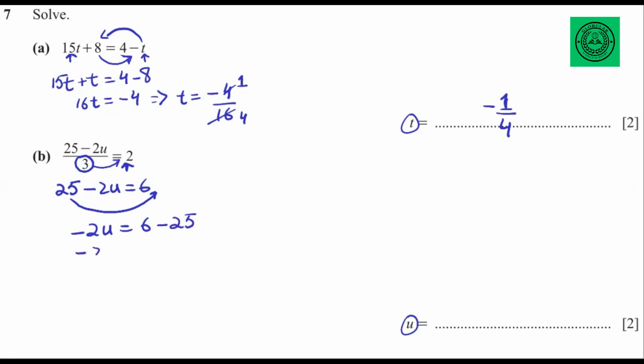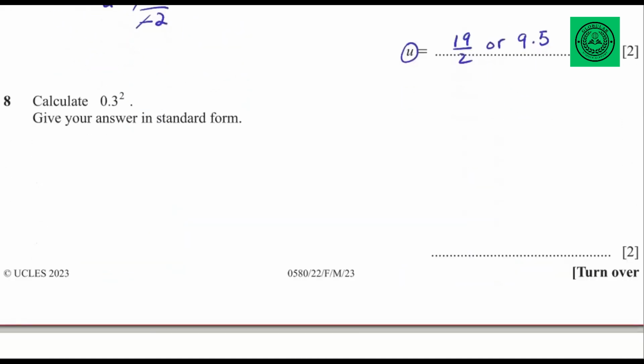So now minus 2u equals 6 minus 25, which will give us nothing else but minus 19. And now this minus 2 moves to the other side, it will get divided. So minus 19 upon minus 2. The minus will get cancelled with minus, and we are left behind with 19 upon 2, or you can also write it as 9.5 in case of decimal representation. So just writing 19 upon 2 will award us 2 more marks in this question.